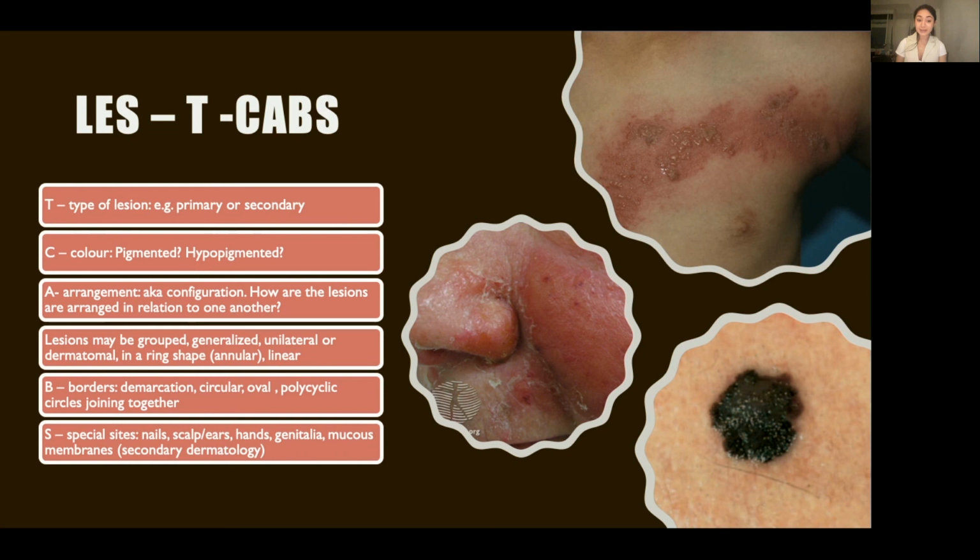B is for borders, so the demarcation of your lesion. An example would be differentiation between cellulitis and erysipelas. Erysipelas has more of a demarcated border, whereas cellulitis is more generalized. And S is for special sites. How are the nails, scalp, genitalia, mucosal membranes affected? You can just quickly comment on that at the end. So yeah, LESS TCABS. If you just go through that, you will be fine for your referral. Next slide.